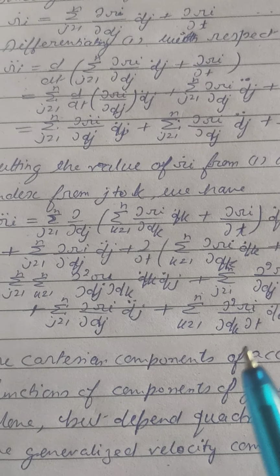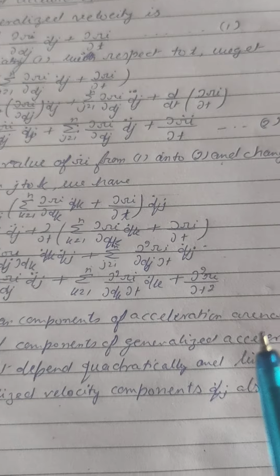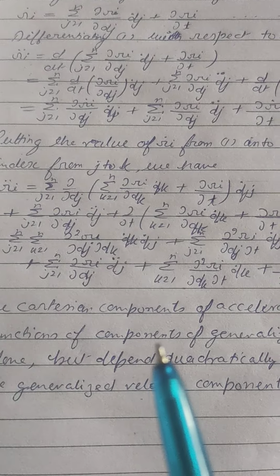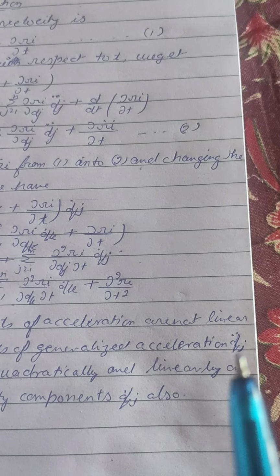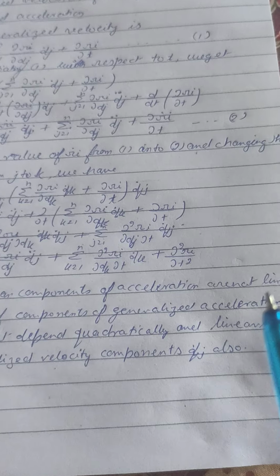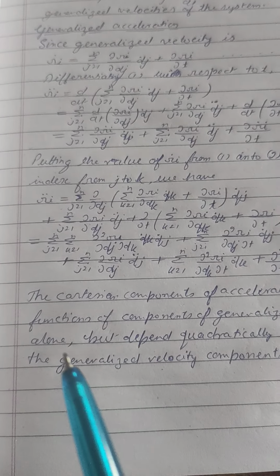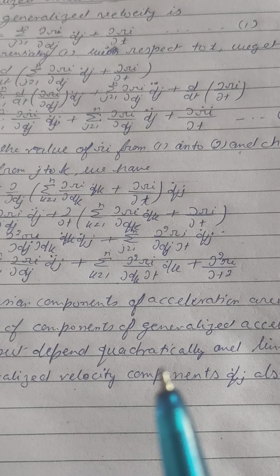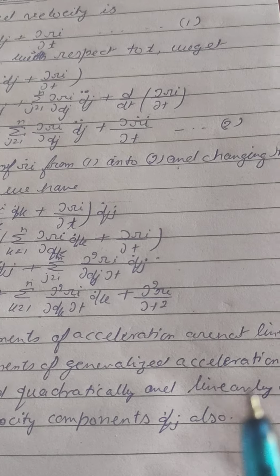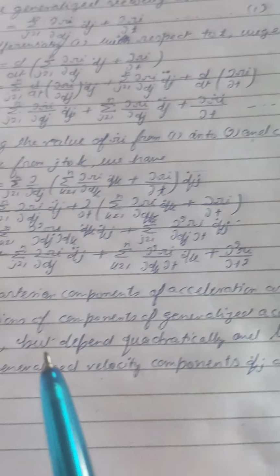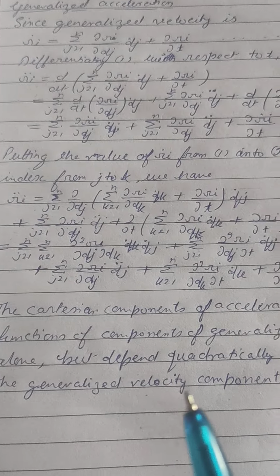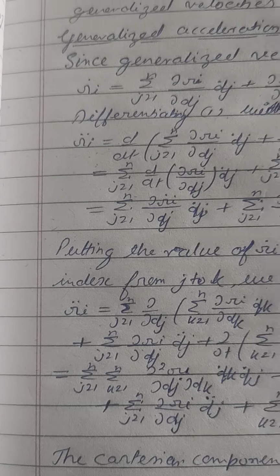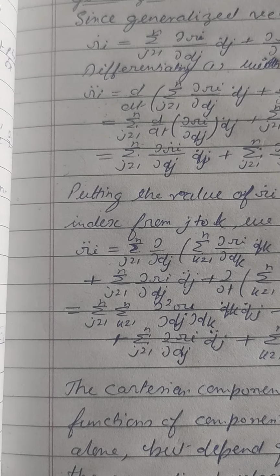Now the Cartesian components of the acceleration are a linear function of the components of generalized acceleration q_j double dot, but they also depend quadratically and linearly on the generalized velocity components q_j dot also. So in this way we can find the generalized acceleration and generalized velocity.